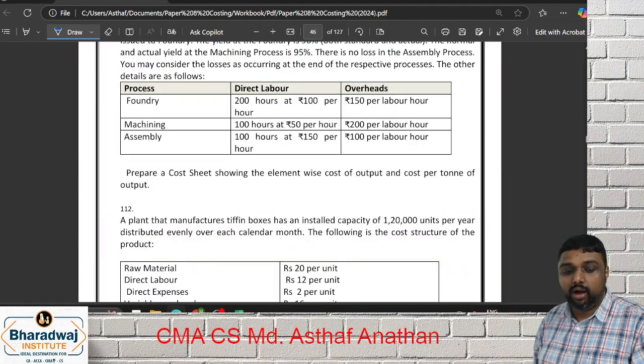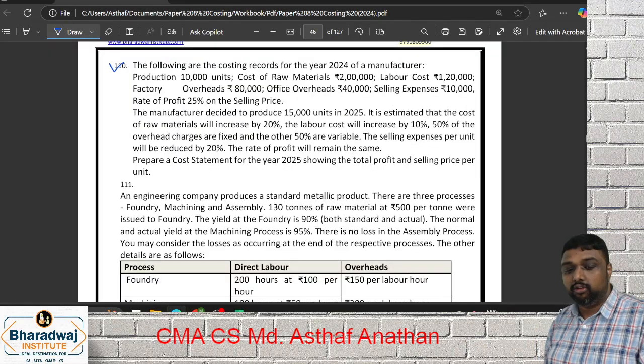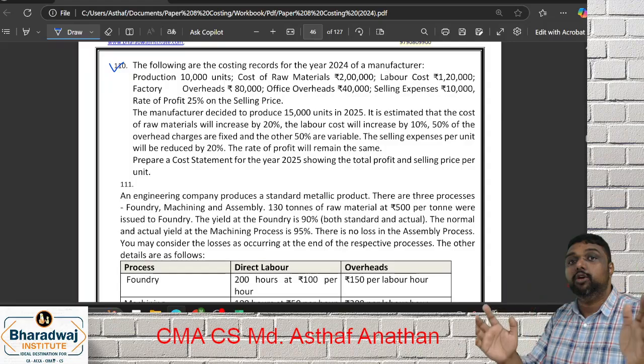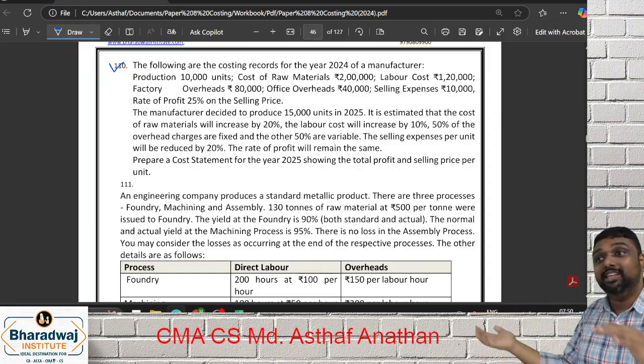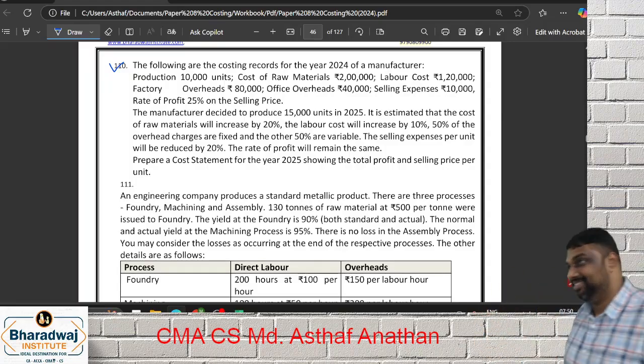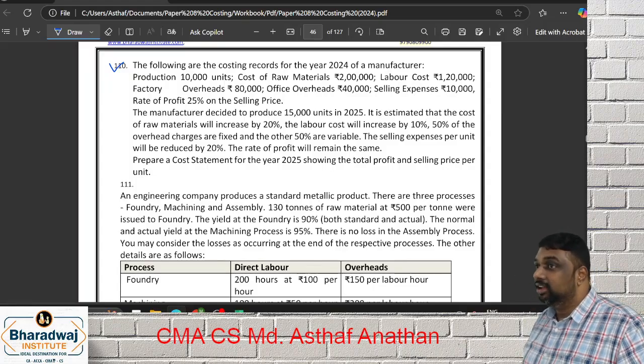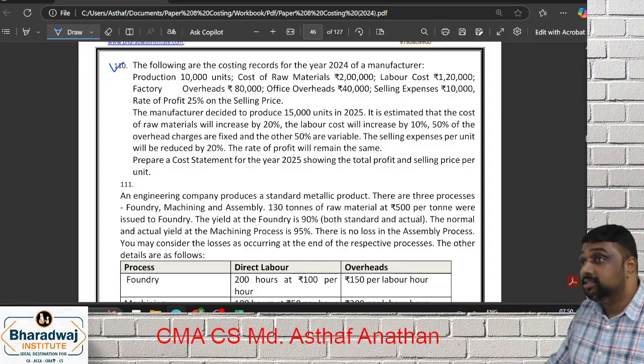They will give one year's data and they will ask you for the next year. That is, for the current year, a 20,000 unit cost sheet will be given. For next year, for 40,000, what is the cost sheet they will ask? This is the last model in cost sheet. Shall I start, friends? We'll do one more.